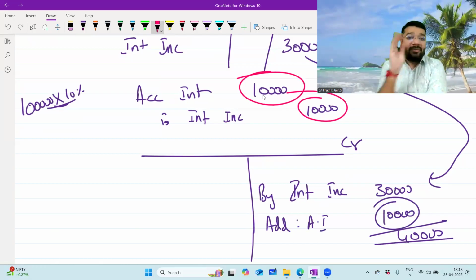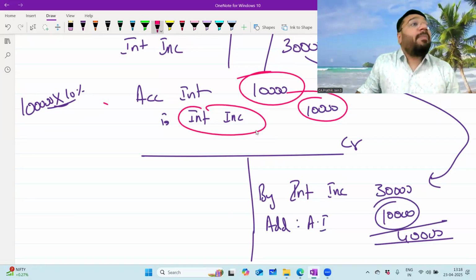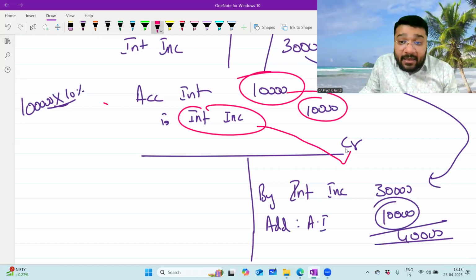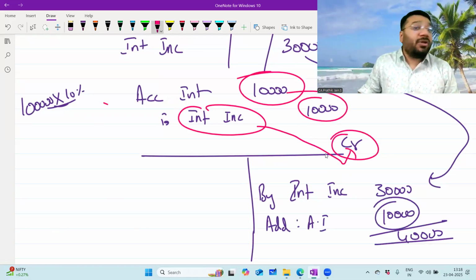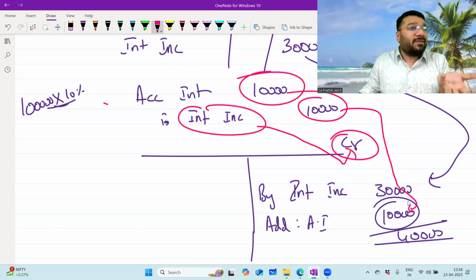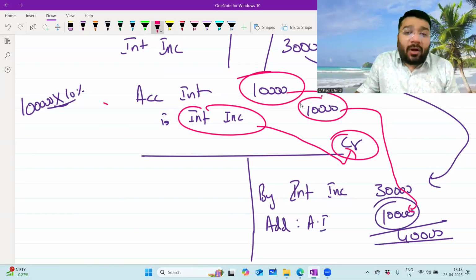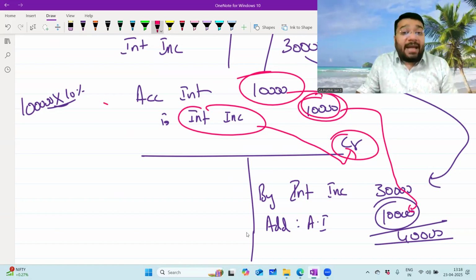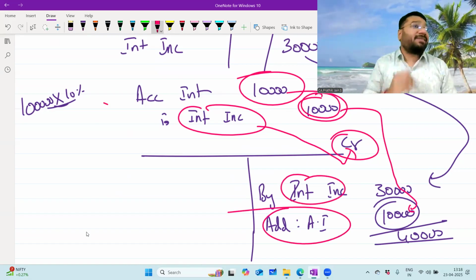All credit. Because interest income is my nominal account. This is what is getting included in the credit side of the P&L. So the credit part of the journal entry is what is added here. But I have to give a description. What will I call this 10,000 as? Accrued interest, so that I can differentiate between this and this.